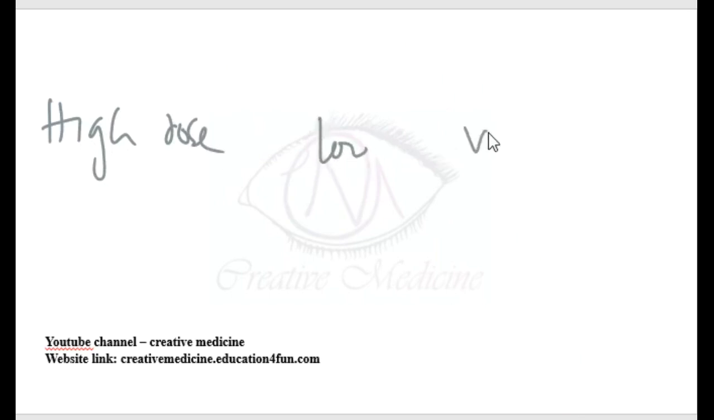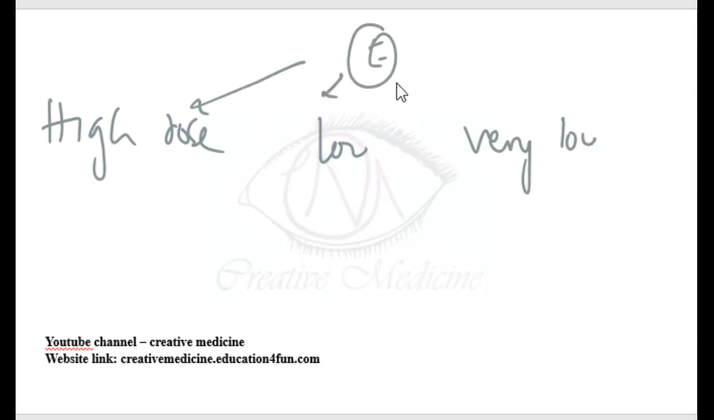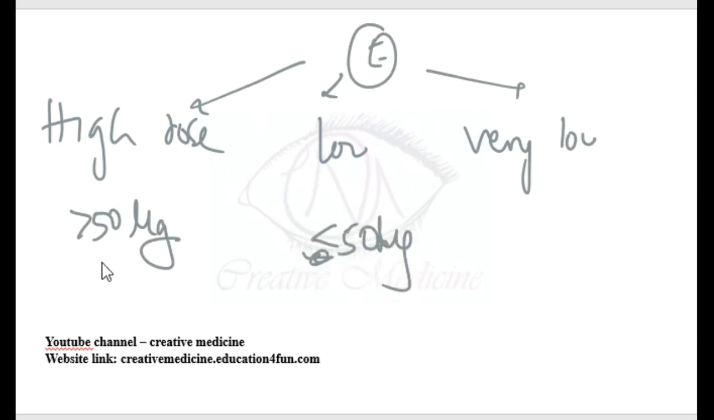High dose pill: if estrogen is more than or equal to 50 micrograms, then it is a high dose pill. If estrogen is less than 50 micrograms, then it is a low dose pill. If estrogen is less than 20 micrograms, then it is a very low dose pill.